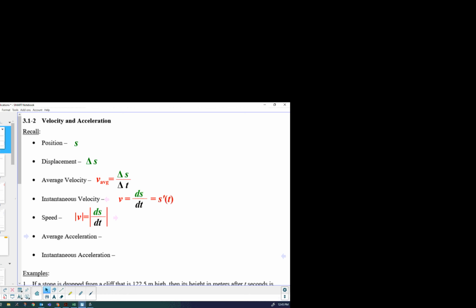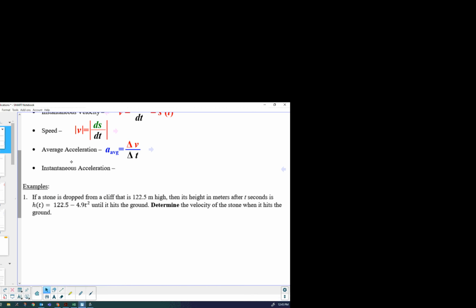That would just be... so... using the letter D for anything else. Average acceleration is change in velocity over change in time. Instantaneous acceleration is the second derivative of position with respect to time. There we go.